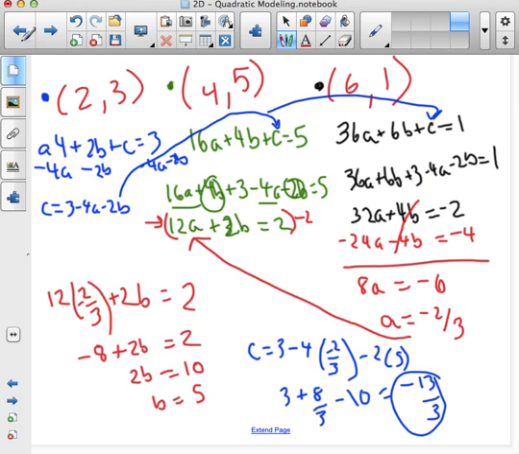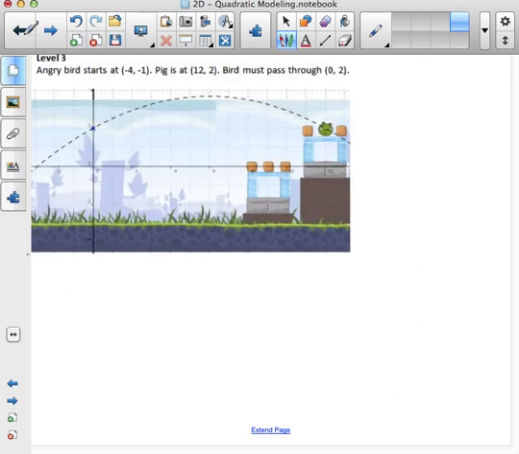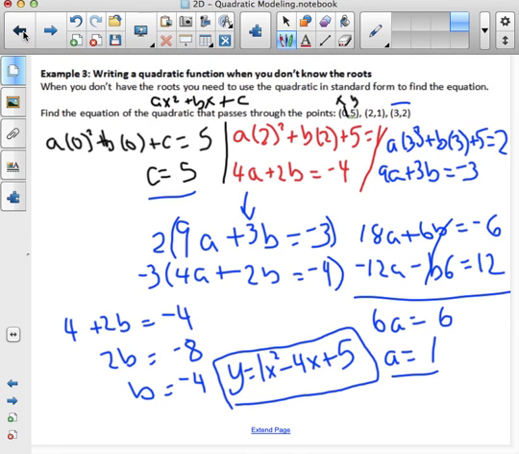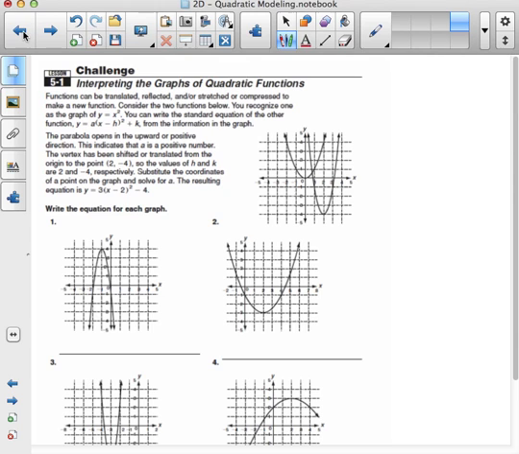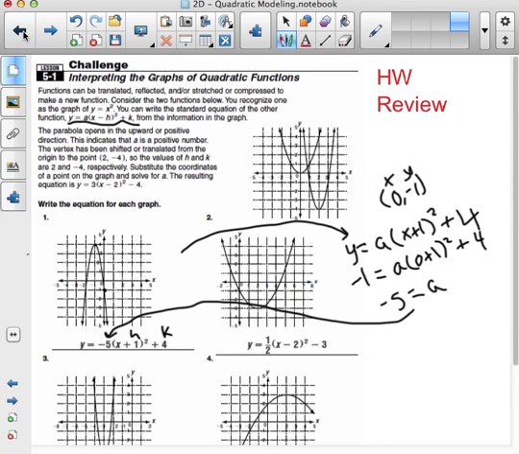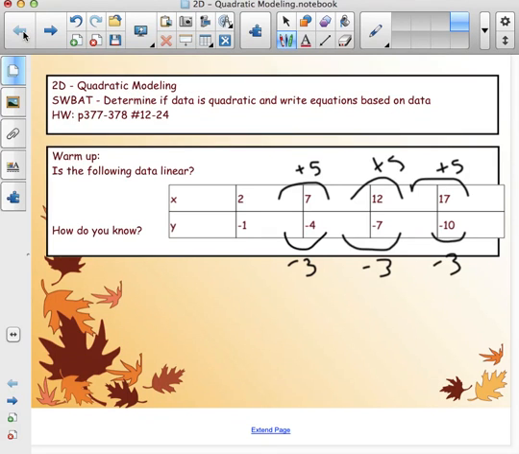Be sure to make sure that you noticed that the homework is to finish the Angry Birds sheet, which you should have enough time to do now in class, and then also to check out these problems from the textbook, which I believe are on page 377, 378, from 12 to 24. They are not all writing the equations. Some of them are looking at that data that we looked at before. And I will see you next time in class.